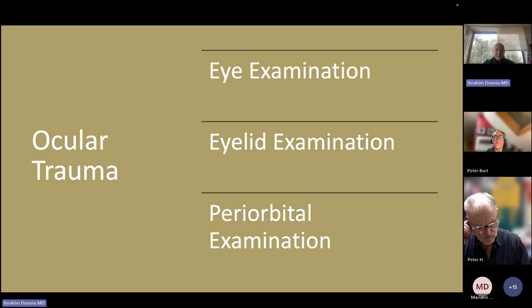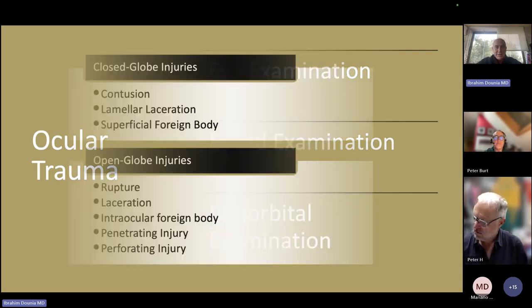Now we go to the good part. So the anatomy I just finished. I'm going now to talk about ocular trauma. We start with the eye examination, go to the eyelid examination, then to the periorbital examination.